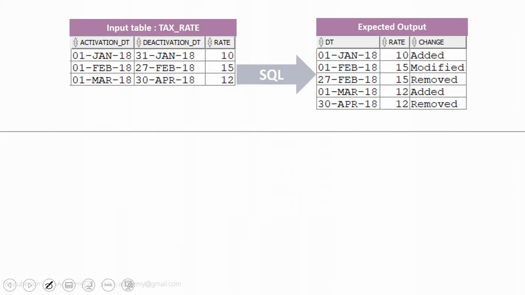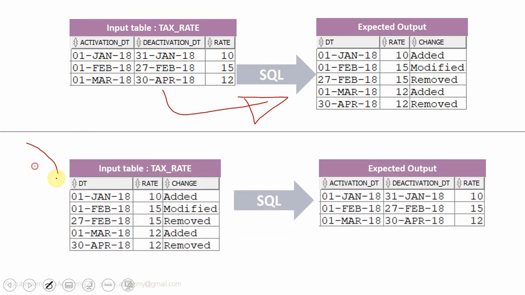Now that we have seen how to convert this type of data into the expected output, suppose a question is asked like, if this is our input data, how can we convert this into an expected output like this? Probably you can just try this out. I'll try to post this also in a subsequent video.